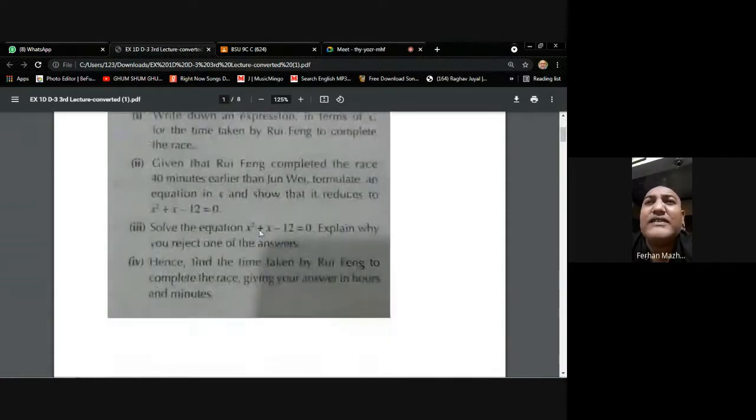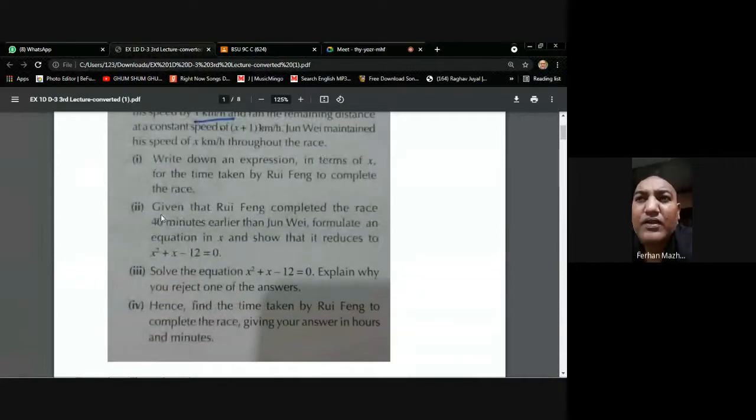Now, in the same way, the second question is about that other person, June, and he completed the whole journey. He completed the whole 10 kilometers with the uniform speed of x kilometer per hour. So his time can be distance divided by speed. Sorry, time is equal to distance divided by speed. So the distance is 10 kilometers, and his speed is x kilometer per hour.